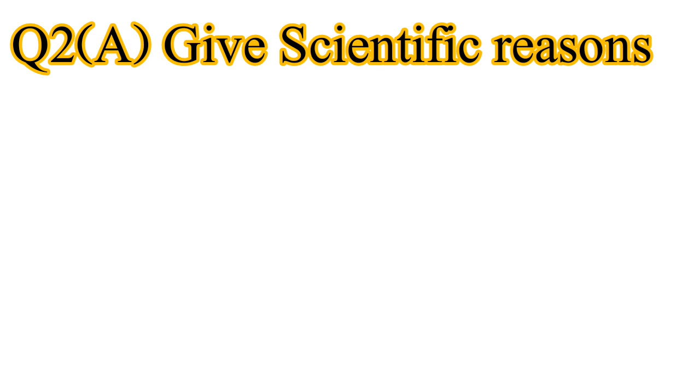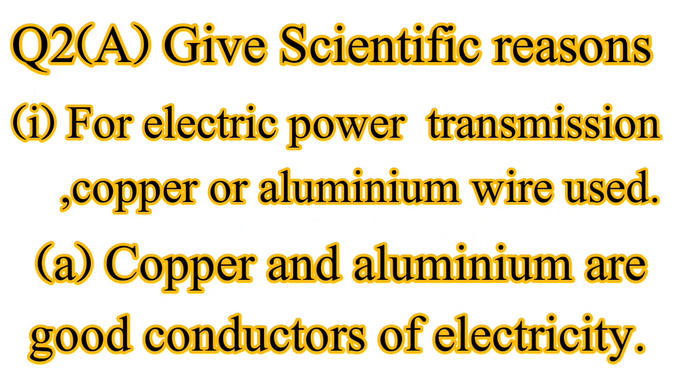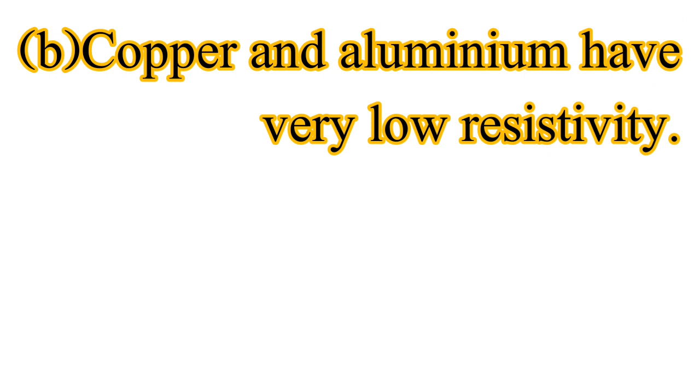Question 2A. Give scientific reason. First question: for electric power transmission, copper or aluminum wire is used. Answer, A point: copper and aluminum are good conductors of electricity. B point: copper and aluminum have very low resistivity.